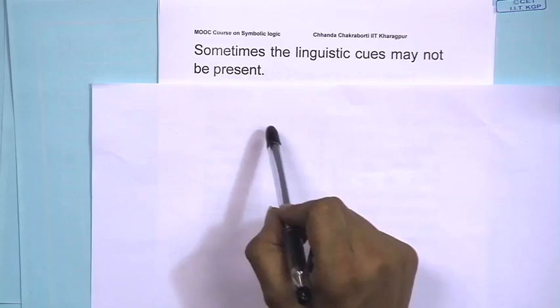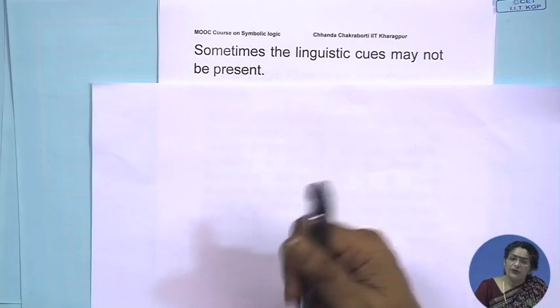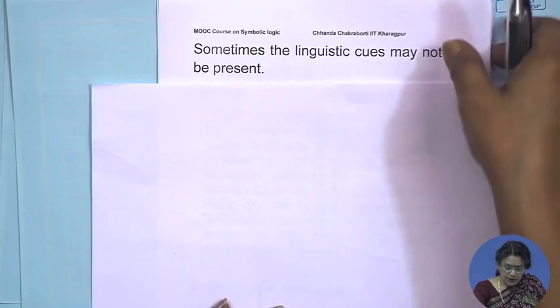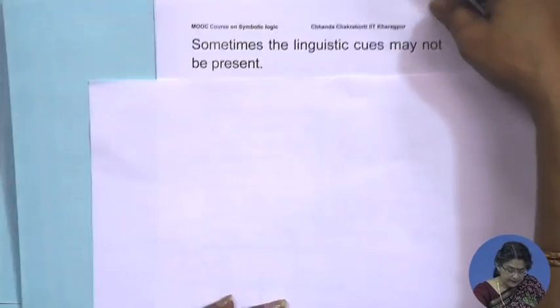Let me show you an example. See, we should not become too dependent on the language cues, that is the whole point. So, let me show you this particular example, as we say that sometimes there may not be any linguistic cues, because people write and speak in different ways, and sometimes it is just understood. So, here is a sample of what I am saying.